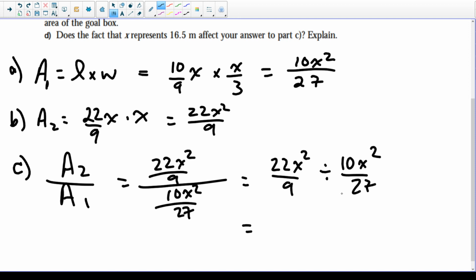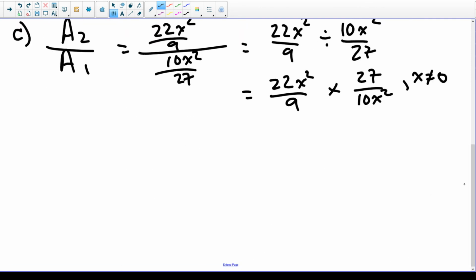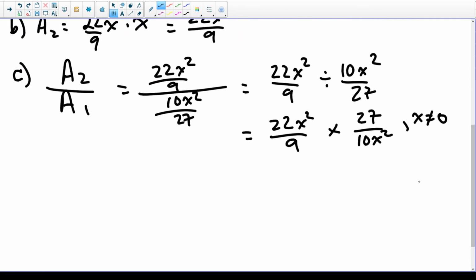Now, there are no restrictions at the moment, okay? But as soon as I do this, then we have the restriction that x can't be equal to 0. Okay? Now, something interesting happens here. There are quite a few things that will cancel. The x squared will actually cancel with the x squared.